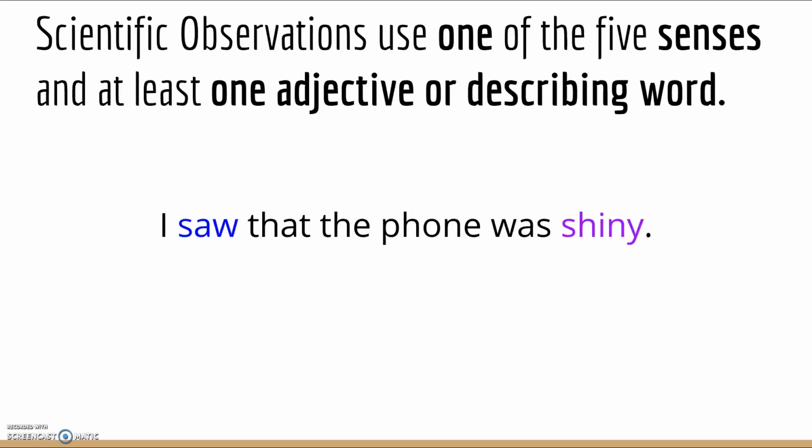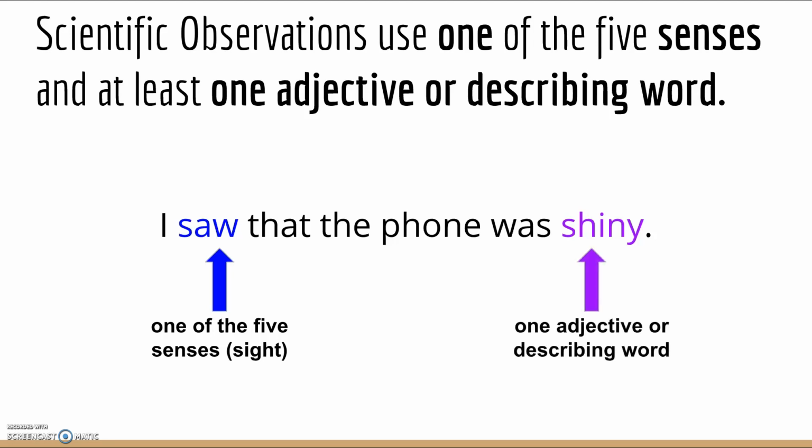Scientific observations use one of the 5 senses and at least one adjective or describing word. So we have an example here. I saw that the phone was shiny. This is a scientific observation because it uses one of the 5 senses, sight, I saw, and it has at least one adjective or describing word. Here, shiny, one adjective.